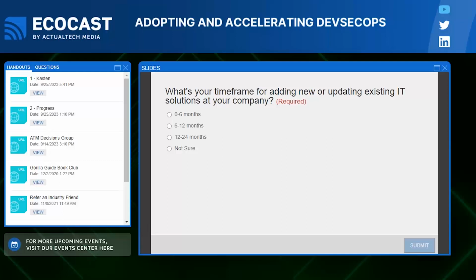Now, before we jump into our first session, we have a question for you all, just to see if you're awake, alive, and ready to engage out there. So, what's your time frame for adding new or updating existing IT solutions at your company? We've got 0 to 6 months, about a year from now, 2 years. Not sure. We're kind of gauging where you are in your process. So thanks to everyone who has responded to our poll so far. And I'll give you a few more seconds to respond.